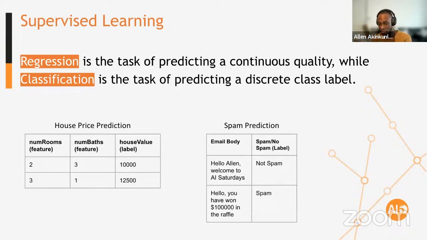So it's important to keep those two things in mind. Depending on the type of problem you're trying to solve, you need to know what type of supervised learning umbrella it falls under: regression or classification.